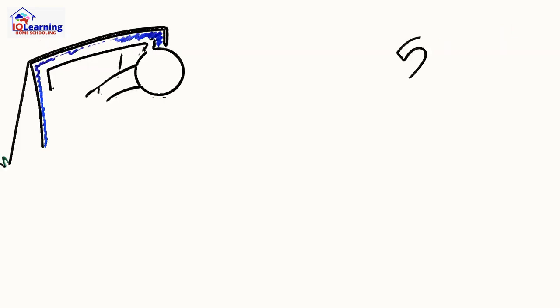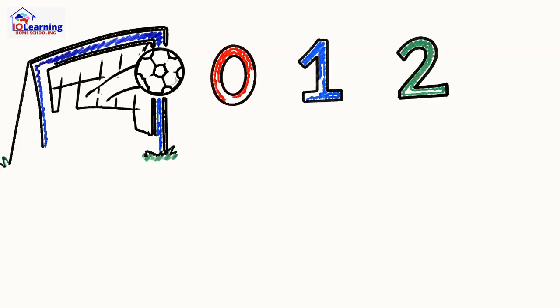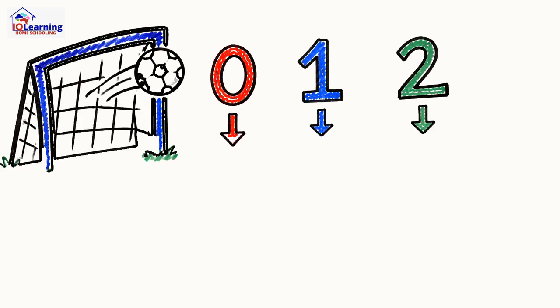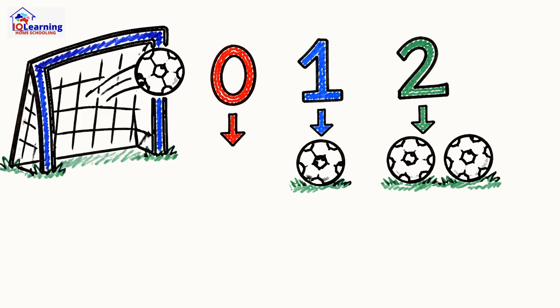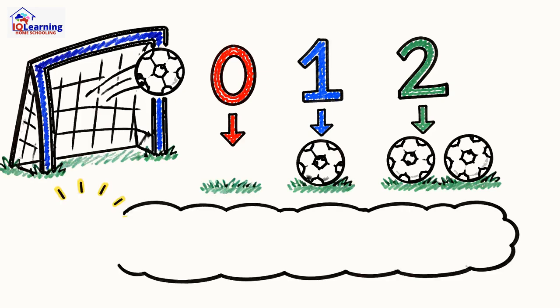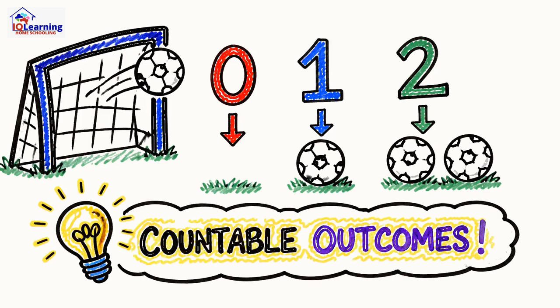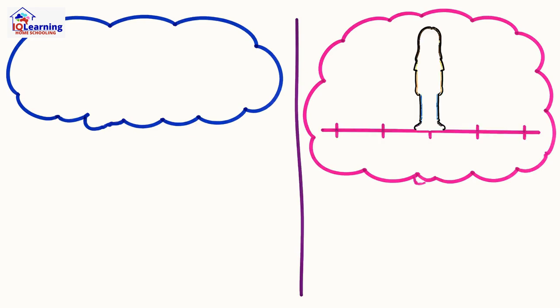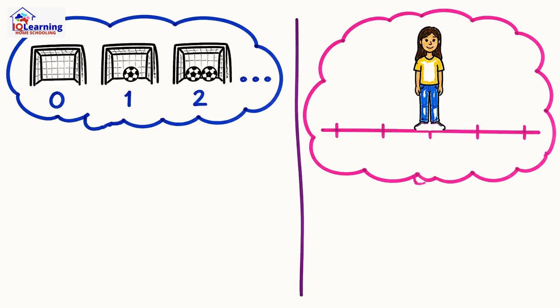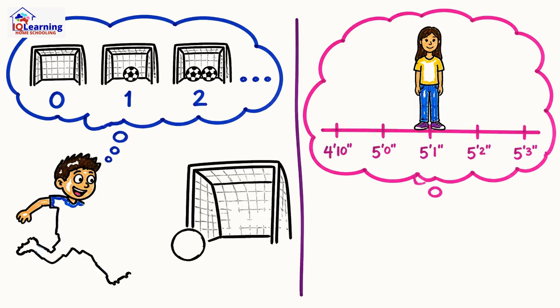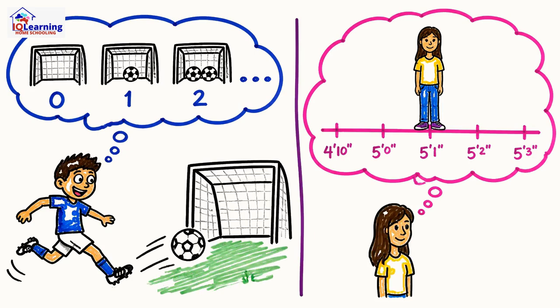Let's start with a simple idea, a discrete random variable. The word discrete just means countable. Think about the number of goals in a soccer match, 0, 1, 2. You can count them. You can't score 2.5 goals. That's different from something like your height, which is continuous and can be any value in a range. If you can list the possible outcomes, it's discrete.